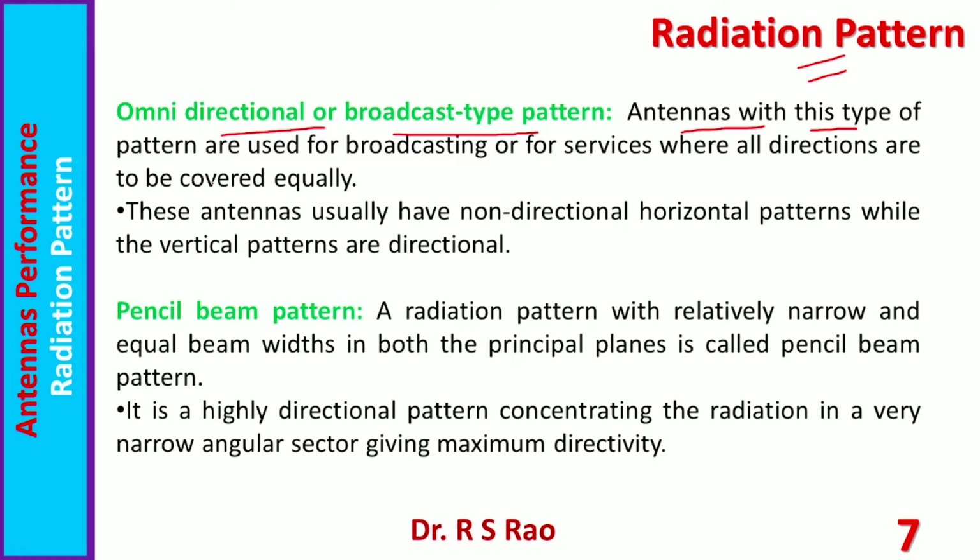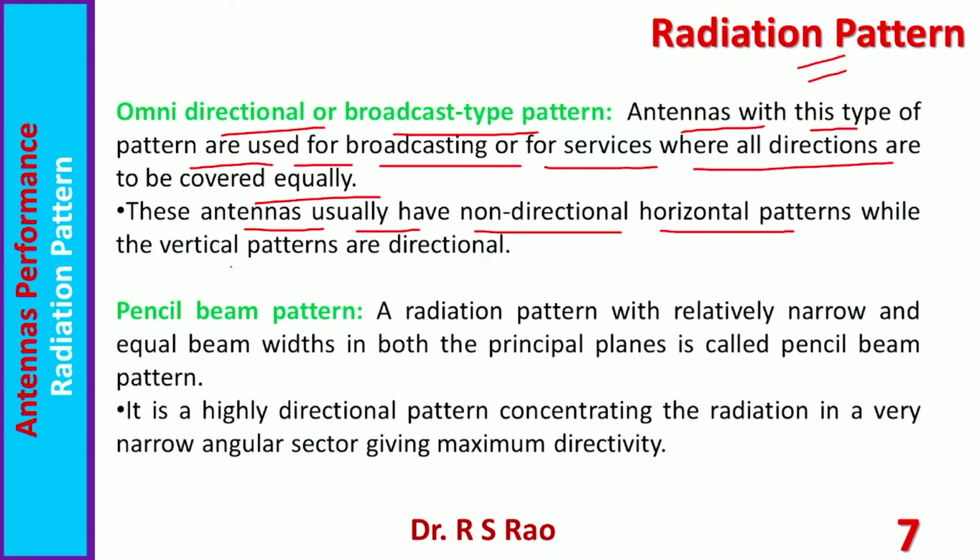Antennas with this type of pattern are used for broadcasting or for services where all directions are to be covered equally. These antennas usually have non-directional horizontal patterns while the vertical patterns are directional. An example of an antenna giving an omnidirectional or broadcast type of pattern is the half-wave dipole.